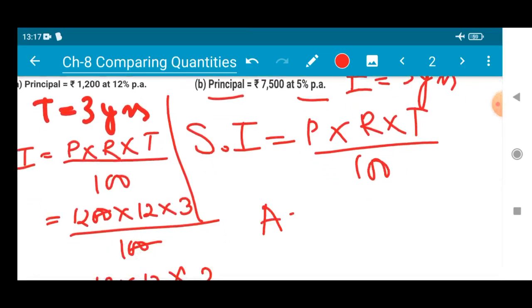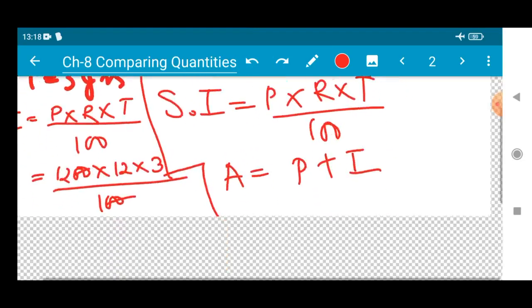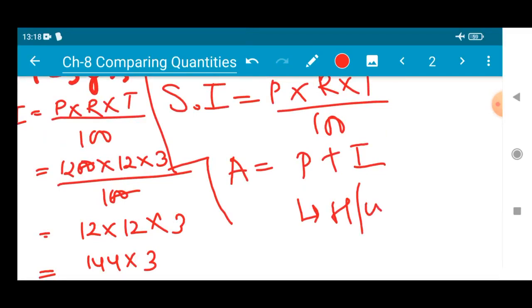After getting that, you have to find the amount, for which the formula is principal plus interest. If suppose in the question you have to find only interest, then no need to find the amount. Okay, that is the way of solving it. So this will be a home assignment, this will be a home task. Tell me what is the amount he has to pay. Okay.